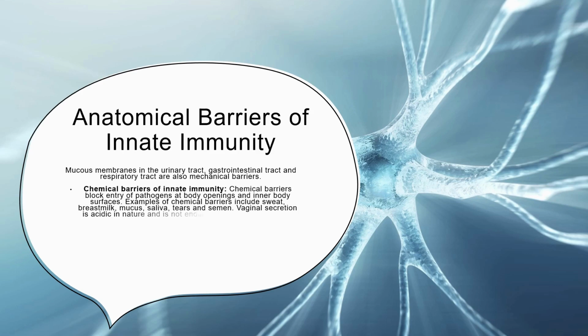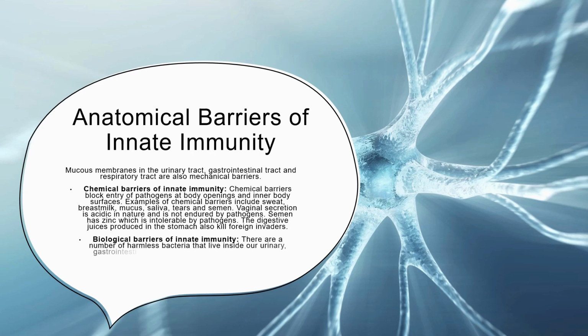Chemical barriers of innate immunity. Chemical barriers block entry of pathogens at body openings and inner body surfaces. Examples of chemical barriers include sweat, breast milk, mucus, saliva, tears and semen. Vaginal secretion is acidic in nature and is not endured by pathogens. Semen has zinc which is intolerable by pathogens. The digestive juices produced in the stomach also kill foreign invaders.